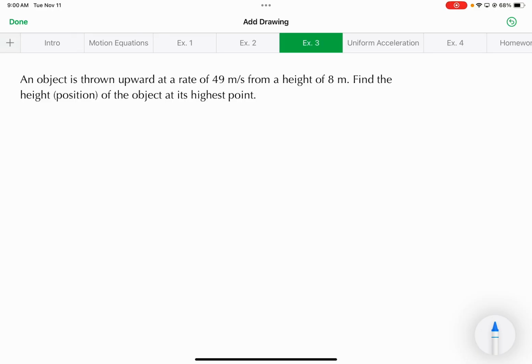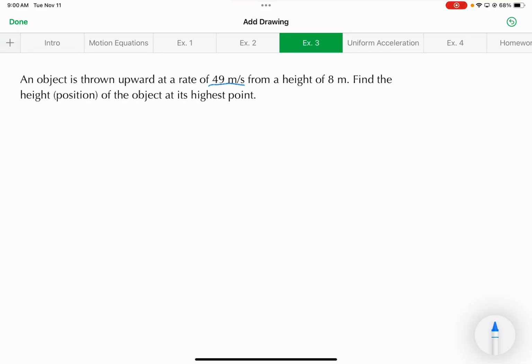Cool. Let's take an object and throw it up. With a rate of 49 meters per second from a height of 8 meters, find the height position of the object at its highest point. Let's talk about the things we know, what we want to find, and how we would find that, okay?